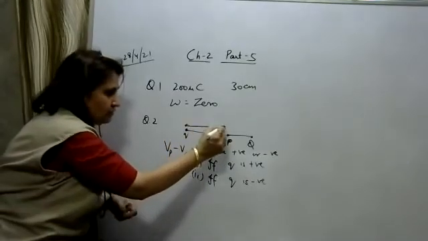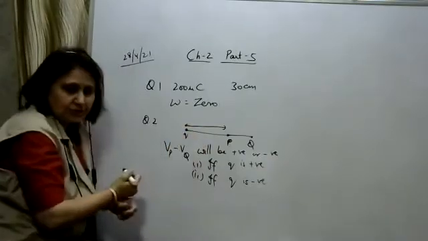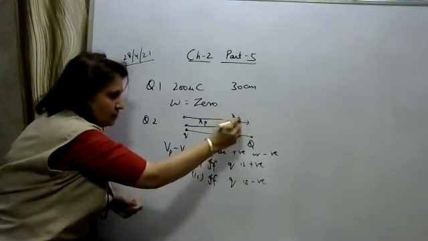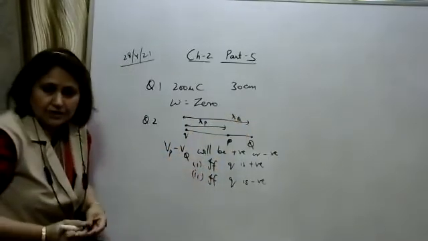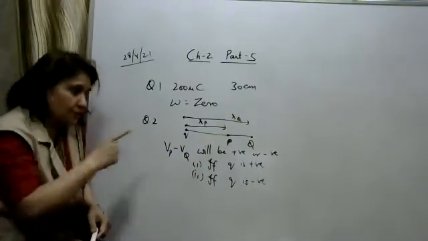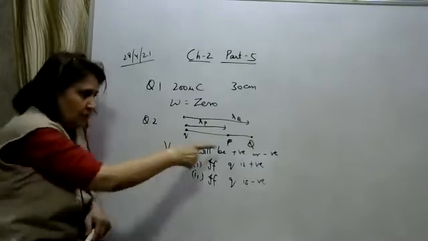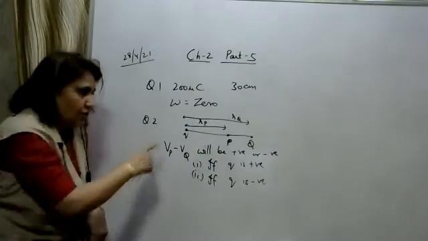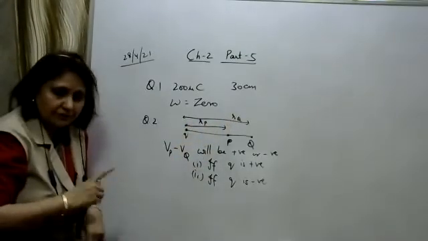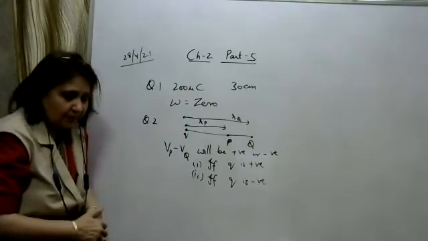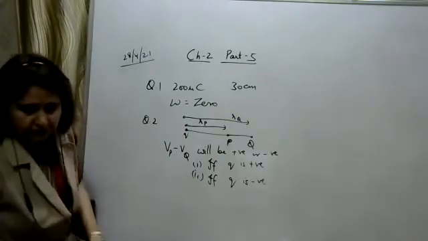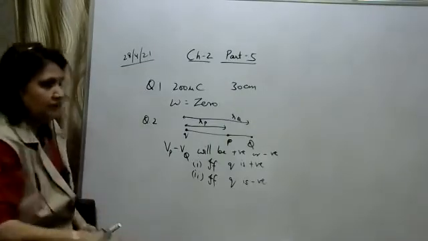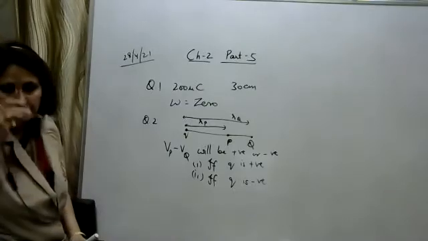Let the distance of point P from this charge be Rp, and let this distance be Rq. The potential at point P we know is 1 upon 4 pi epsilon naught Q upon Rp. The potential due to the charge at Q is 1 upon 4 pi epsilon naught Q upon Rq. Now you have to find Vp minus Vq. Is this Vp minus Vq positive or negative? Try to simplify.